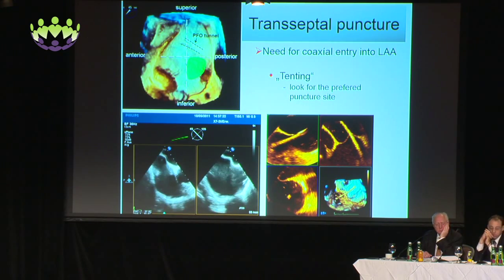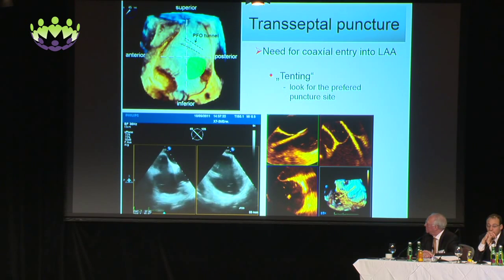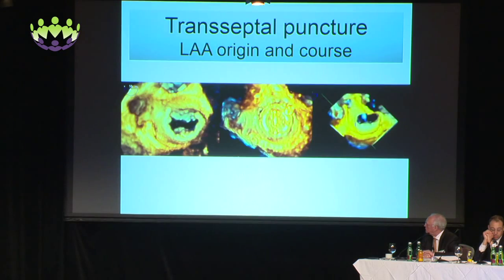So X-plane imaging, where you have two planes, a short axis view and a long axis view. The short axis view gives you orientation in anterior and posterior direction. The long axis view at around 135 degrees over here gives you orientation in cranial and caudal direction. And this can help immensely to find your transseptal puncture site.